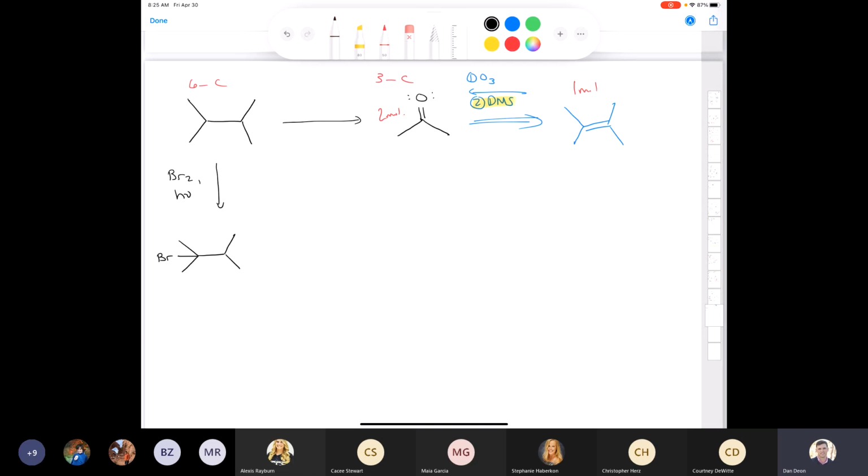There we go. So what are we going to do? We're going to take this. We're going to treat it with sodium ethoxide. We're going to deprotonate. We're going to make the alkene. So this is 2,3-dimethyl-2-butene.